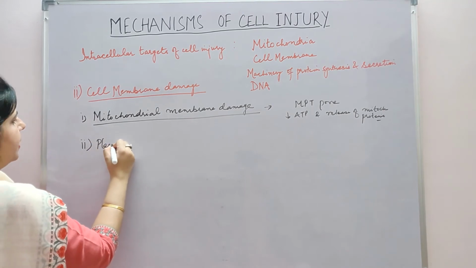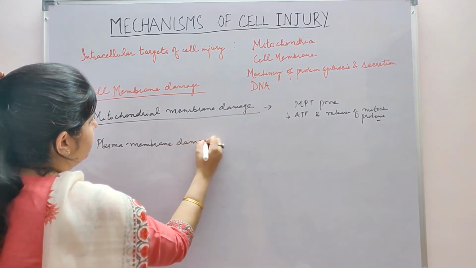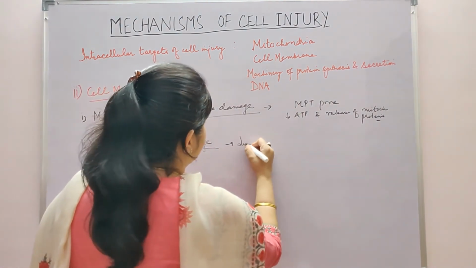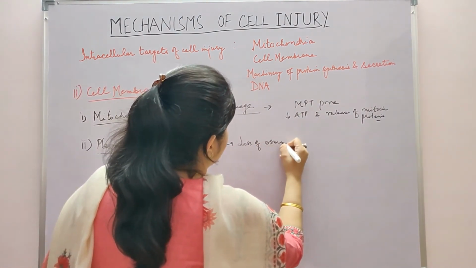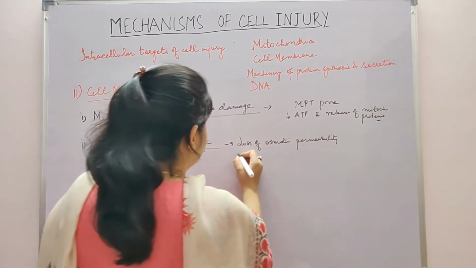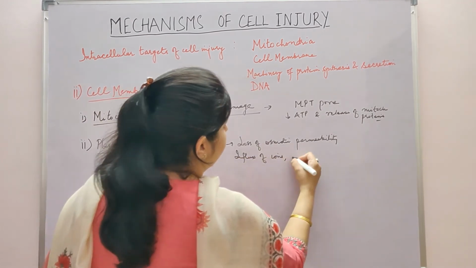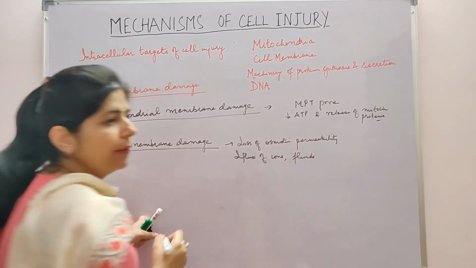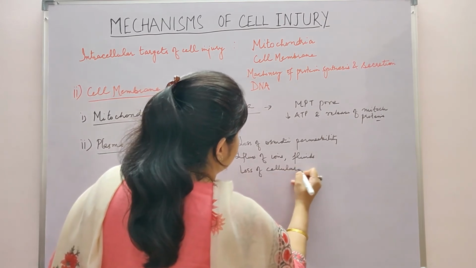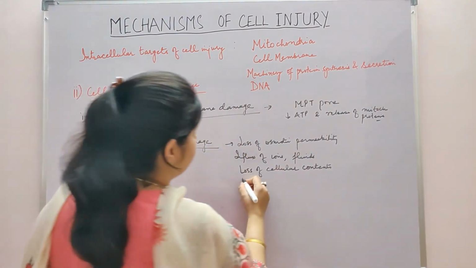Plasma membrane damage. What will happen when the plasma membrane damage has occurred? It will lead to the loss of osmotic permeability. There will be influx of ions, fluids, and there will be loss of cellular contents. There will be loss of metabolic substrates.